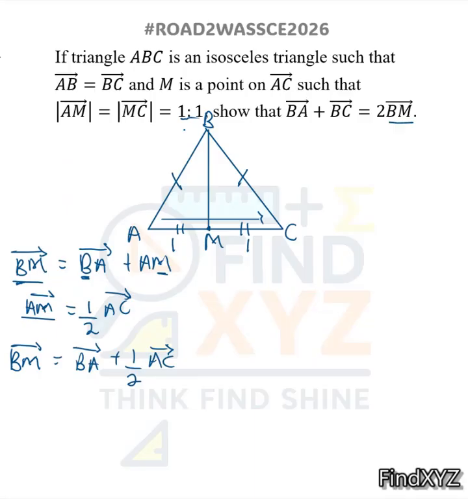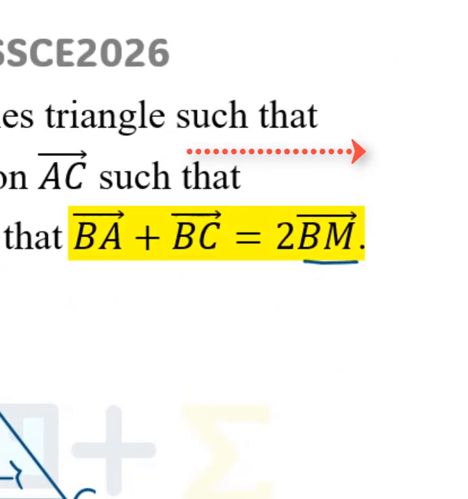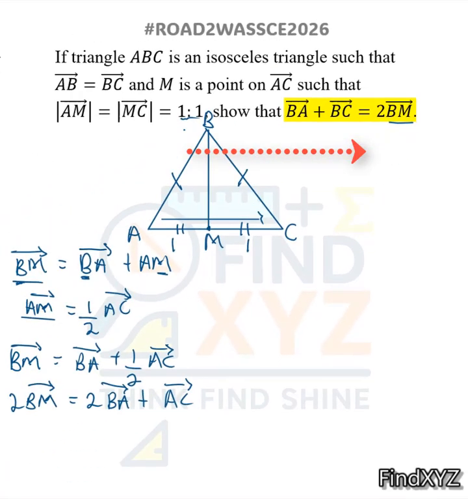Let's do some simple simplification. I want to eliminate the fraction, so I multiply each term by 2. So this will be twice of vector BM is equal to twice of vector BA plus vector AC. Then what can I do? I want to show that twice of vector BM is equal to vector BA plus vector BC. Now I have twice of this.